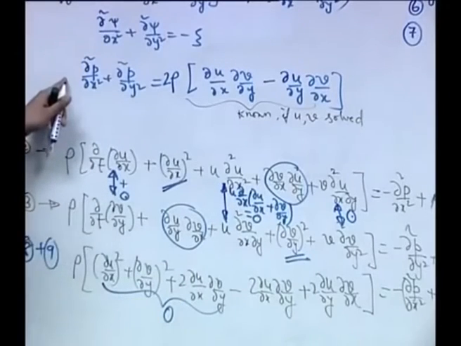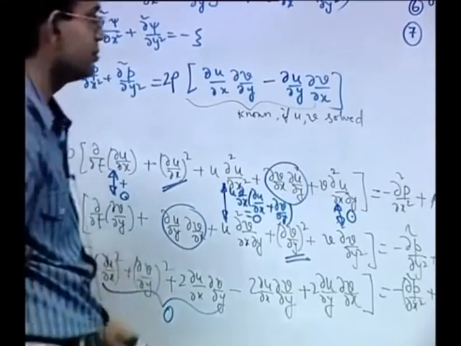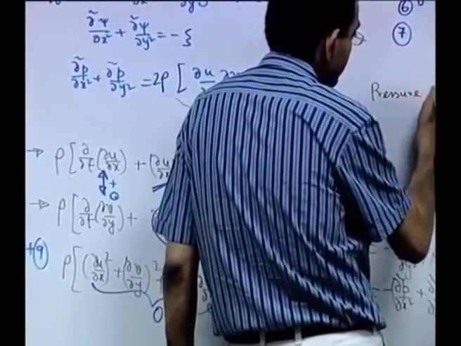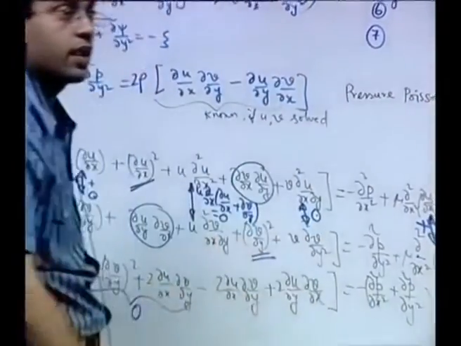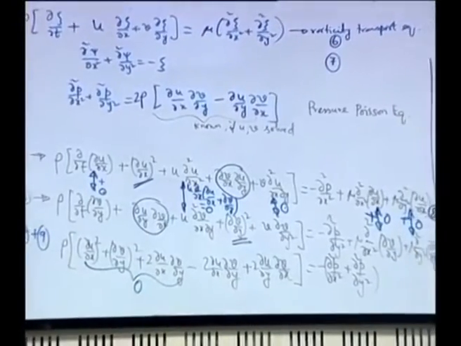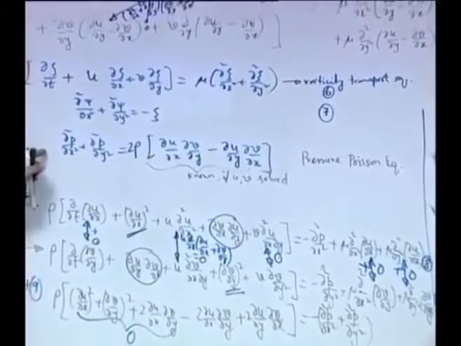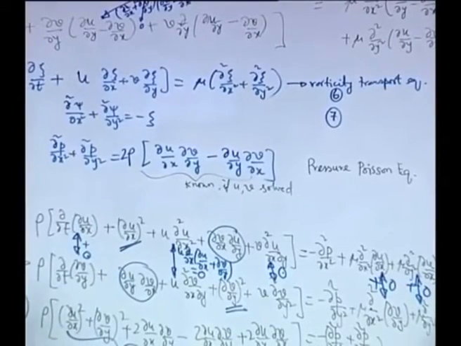So, then what type of equation is this? This is a Poisson equation, but now it is a governing equation for pressure, not stream function. So, it is called a pressure Poisson equation. So, you can recover, you can get back the pressure by solving this pressure Poisson equation after solving the velocities. So, that is the total scheme of the stream function vorticity approach.